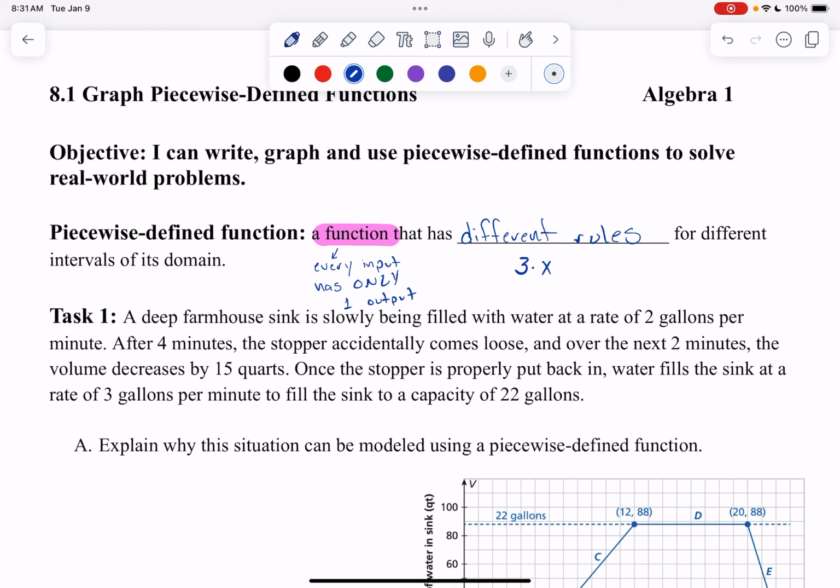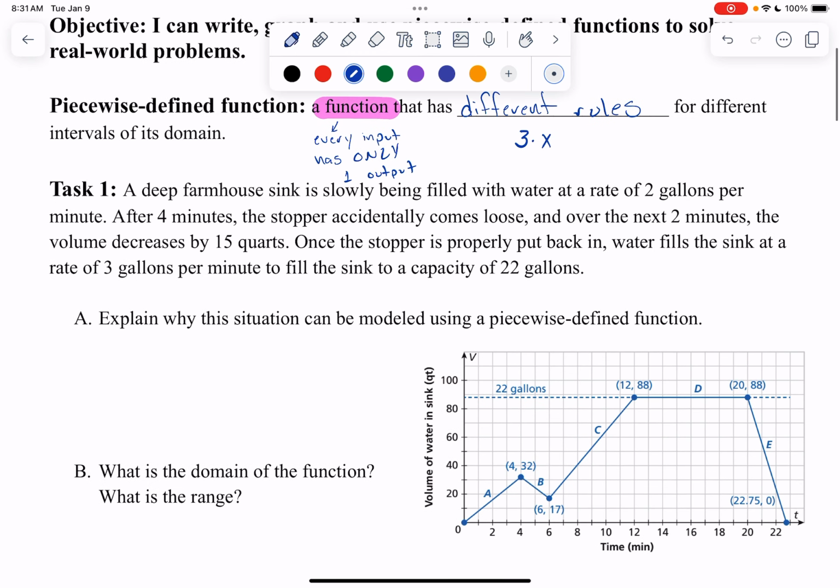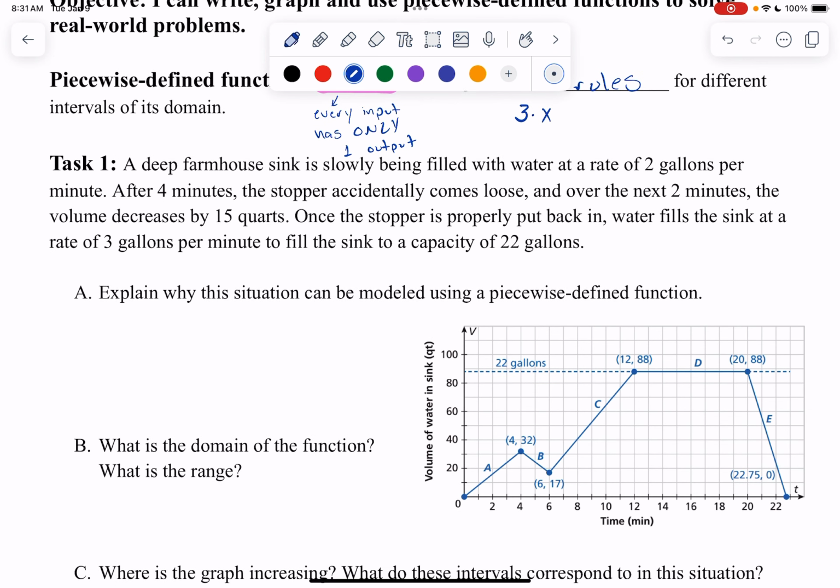So we're going to look at an example that could easily be modeled using a piecewise defined function. In this first task, a deep farmhouse sink is slowly being filled with water at a rate of 2 gallons per minute. So every minute, 2 more gallons is getting put into this sink. After 4 minutes, the stopper accidentally comes loose, and over the next 2 minutes, the volume decreases by 15 quarts. Once the stopper is properly put back in, water fills the sink at a rate of 3 gallons per minute to fill the sink to a capacity of 22 gallons.